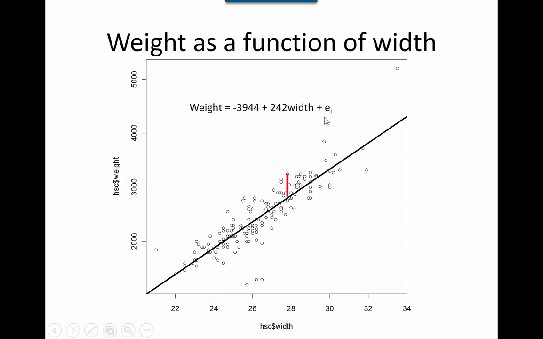And then the important part here is we've got some error. The epsilon is the letter we give to population error, but for any particular observation, we're going to have e sub i, which is this red line here, and represents the departure between our estimated mean and our observed data point. So the black line represents our estimated mean weight given a certain width, and then there's some degree of scatter around that line, or variation around that line between our observations.